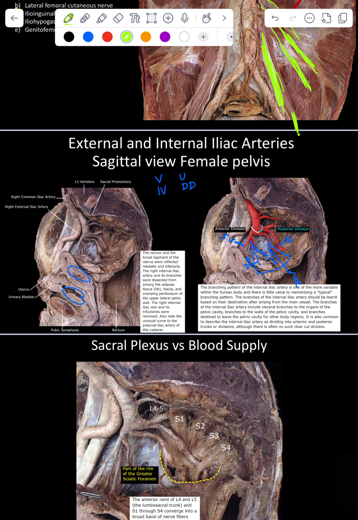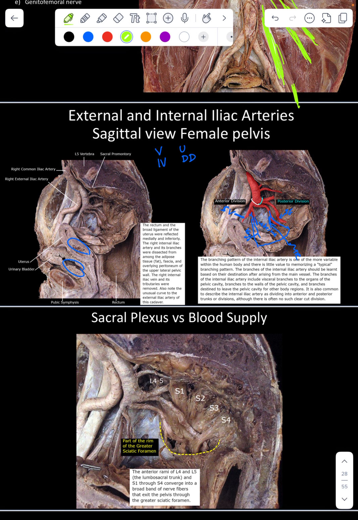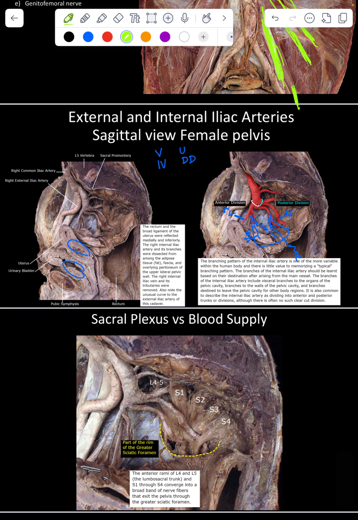External, internal iliac arteries. So we already saw how they split from the abdominal aorta to right and left common iliac. Now we have internal and external. When it goes down, this is like if you chopped someone in the middle from top to bottom and you were looking at them in this direction. So technically this person is facing this direction.